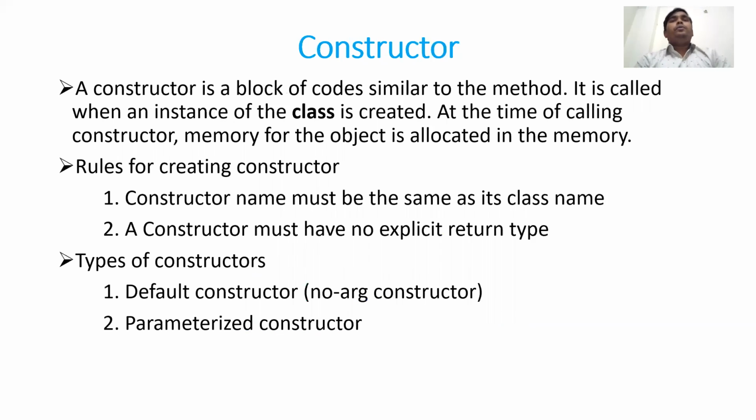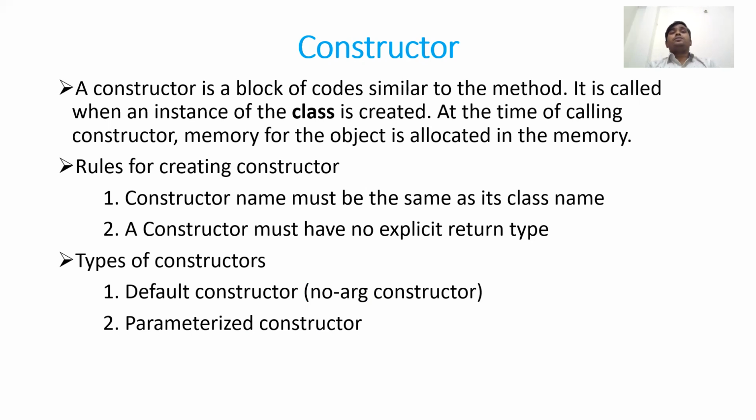Well, then we discuss the constructor. A constructor is a block of code similar to the method. That means method and constructor are the same, but the difference in constructor is that the name of the constructor must be the same as the class name. Suppose if we assign a class student, the constructor name must be student. It is also called when an instance of a class is created. That means whenever an object of a class is created, the constructor is called automatically. At the time of calling constructor, memory for the object is allocated.